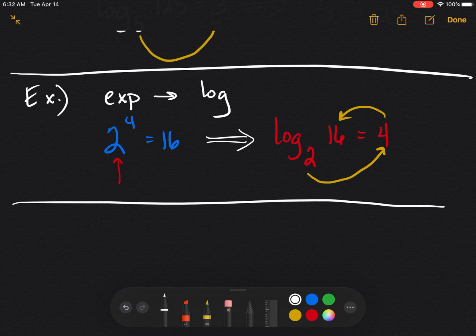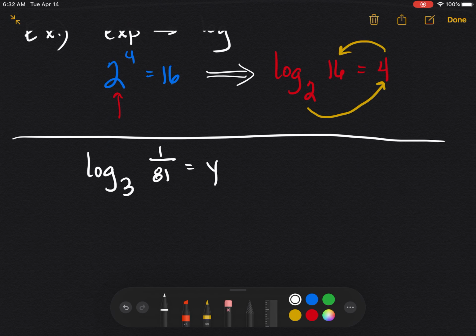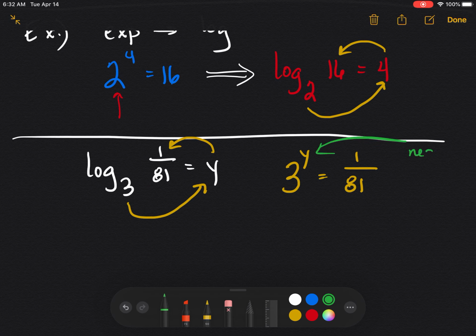It's probably worthwhile to do one that has a fraction, because you may recall that, let's look at it this way. Log base 3 of 1/81 equals what? Well, we put that into exponential form. 3 to the y power equals 1 over 81, and then we have to think about what my exponent would have to be. Well, remember, if we're putting something in the basement, that means we have a negative exponent, okay? So this has to be negative.